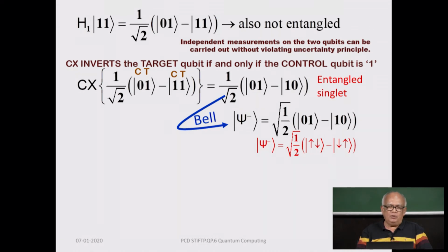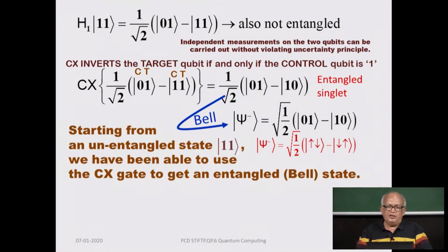So this is what you get by this operation, starting from an unentangled state. We started with 11 which was unentangled. We put it through a Hadamard 1 and then we put it through the control NOT, and now what you get is a Bell state.